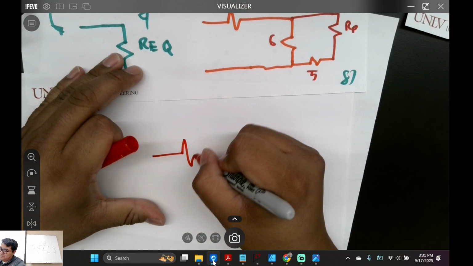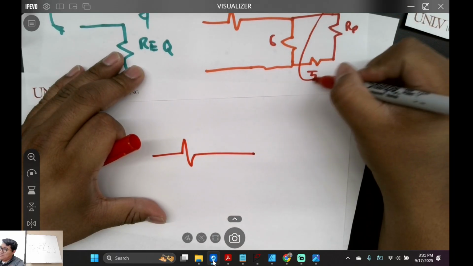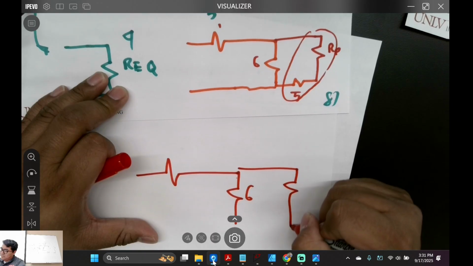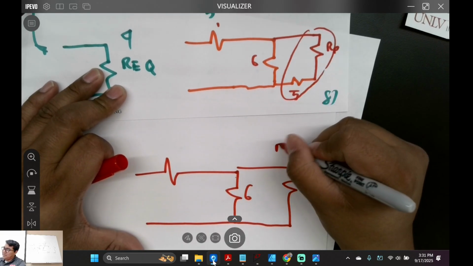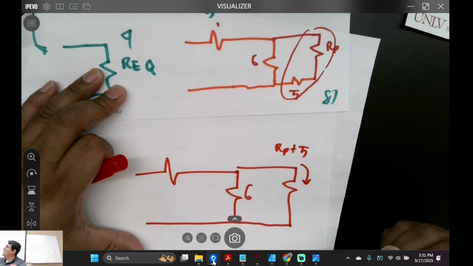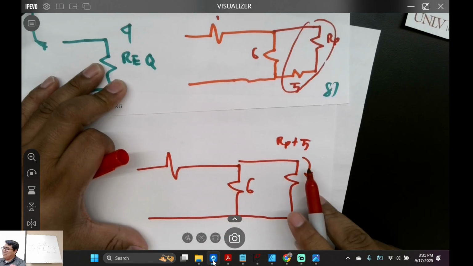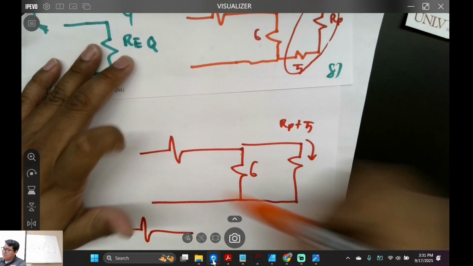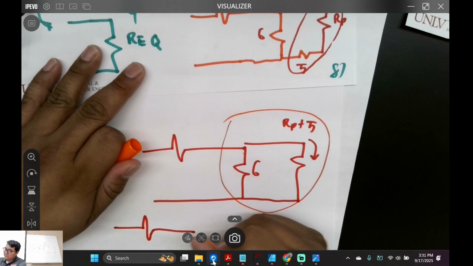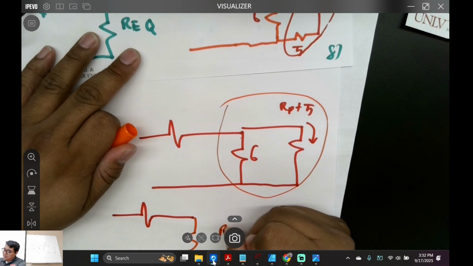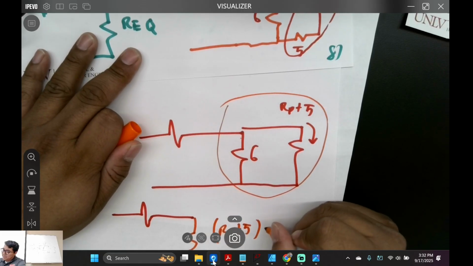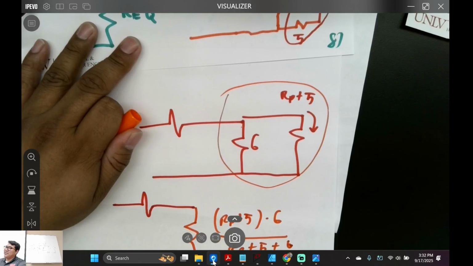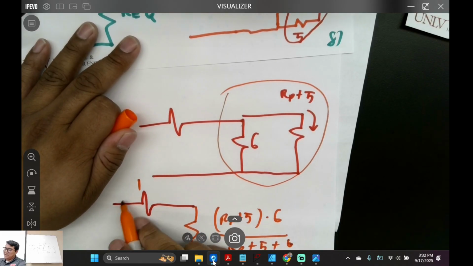We got to get going. I'm going to combine these two right here. Does anyone bother by that? 6. This right here is just RP plus 5, right? Is that good? Now you got to do the parallel resistance of this again. Just draw a different color. RP plus 5 times 6 over RP plus 5 plus 6, right? Is that good?